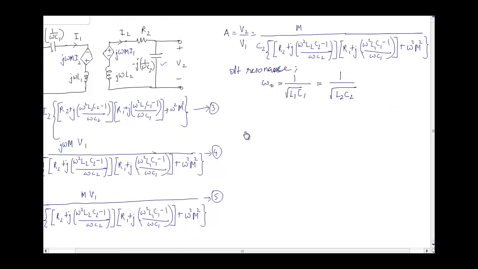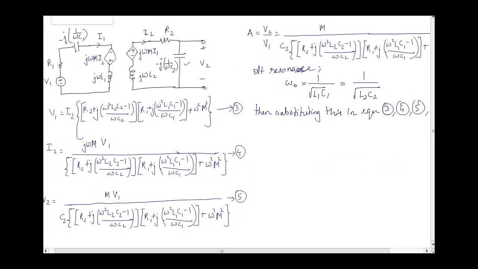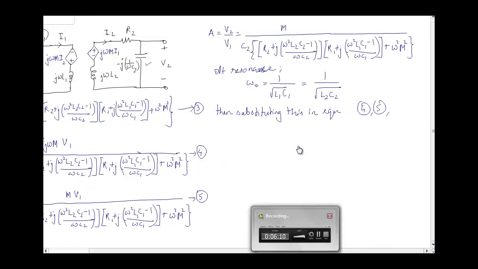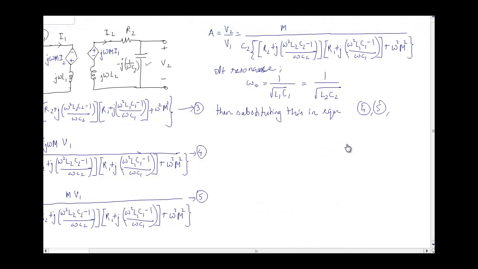And by substituting this directly into this equation, what are we going to get? Let's say substituting this in equations 3, 4, 5 as well as 6. So let's not take 3, we'll take 4, 5 and 6. Let me correct that. We will take 4, 5 and 6 because those are the output: voltage, current and the amplification. So 4, 5, 6. Let's take them one by one.